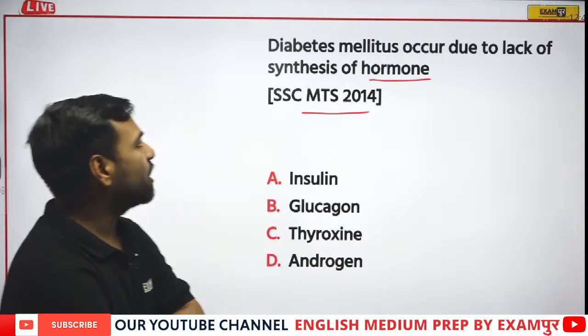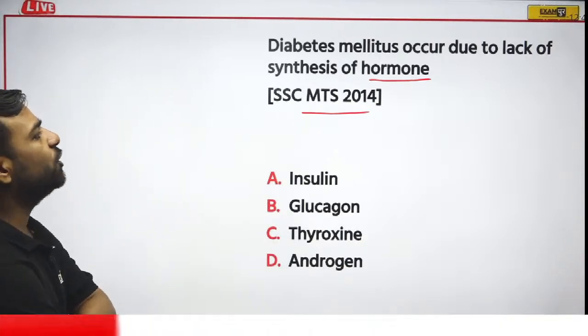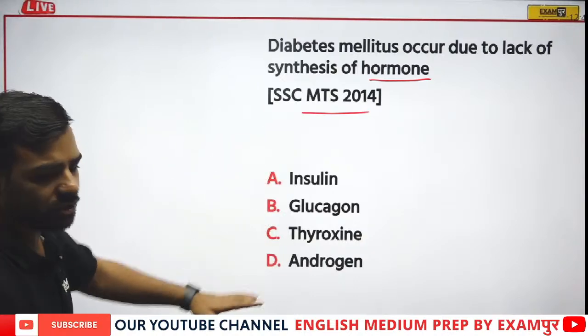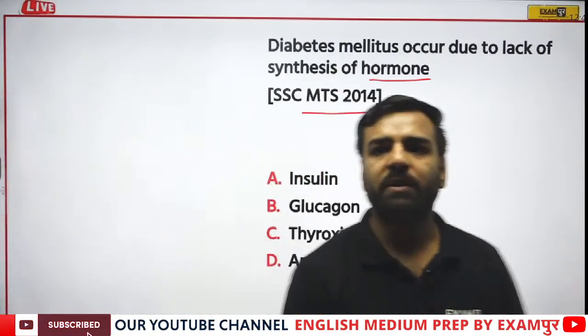Okay, so we were talking about diabetes mellitus. It is occurring due to lack of synthesis of which hormone? Is it insulin, is it glucagon, is it thyroxine, or is it androgen? What would be the correct answer?